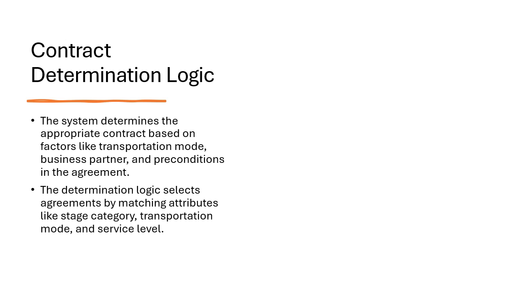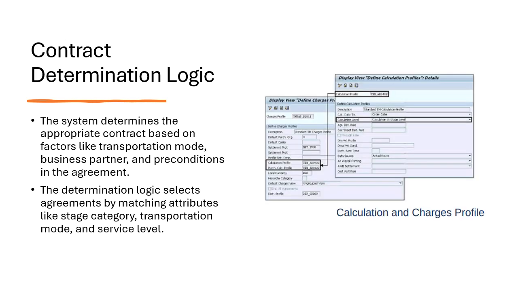And next is the contract determination logic. SAP TM contract determination logic ensures that the correct agreement is applied to a transport order. It considers factors like type of transport, service level, and the parties involved to select the appropriate contract. And next we have this figure which shows an overview of the calculation and charge profile. It also shows how different charge calculation scenarios are managed, and how it is defined which charges are applied based on the profile settings.